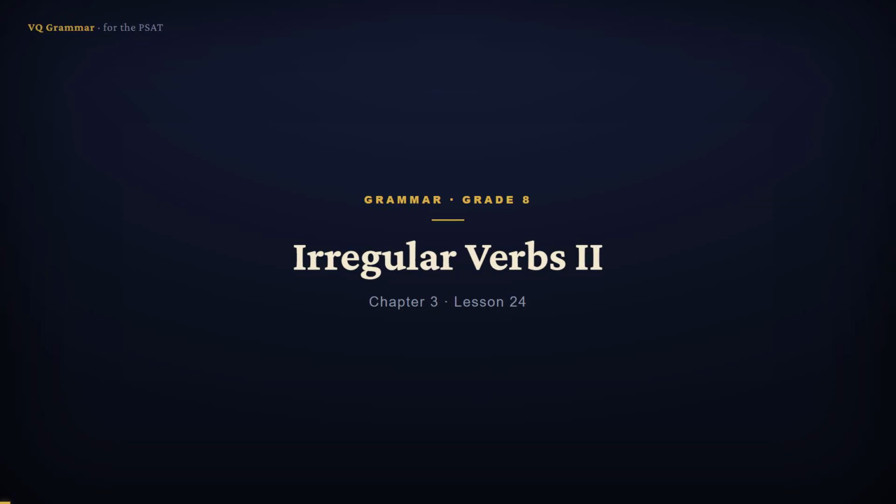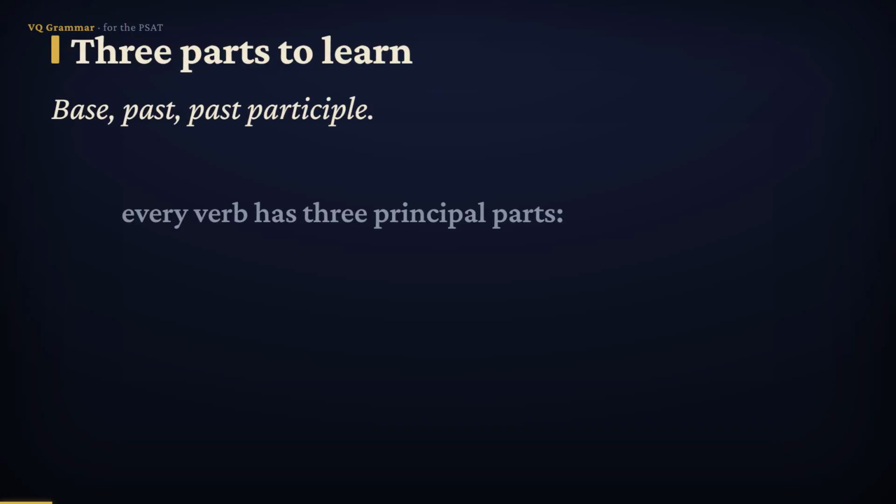This is Chapter 3, Lesson 24. Last time, we met one batch of irregular verbs. Today, we meet a second batch with some brand new patterns. And we'll nail down the one rule that catches almost everyone: when to use the past participle, the have, has, or had form. Let's set up the board.